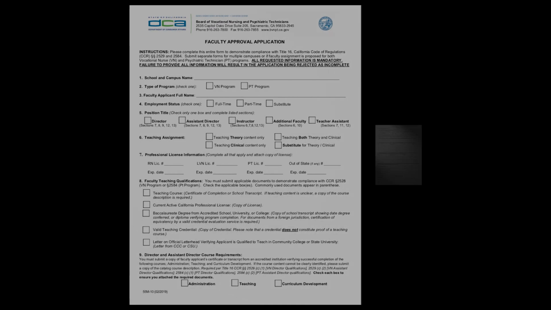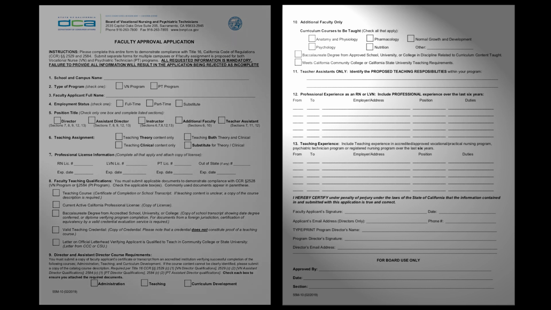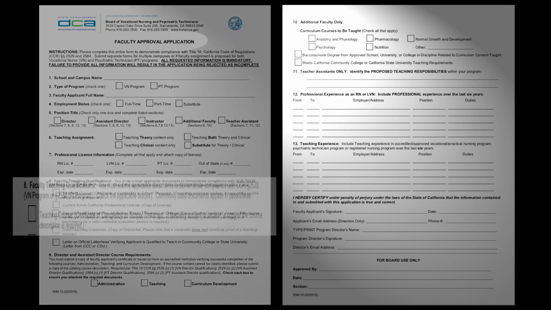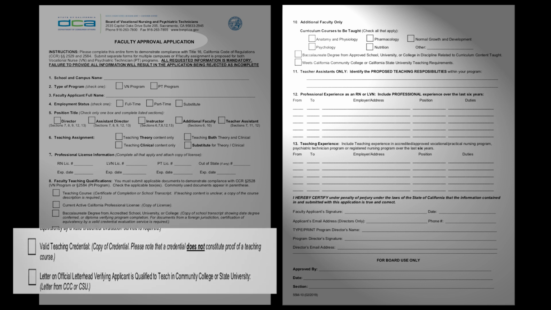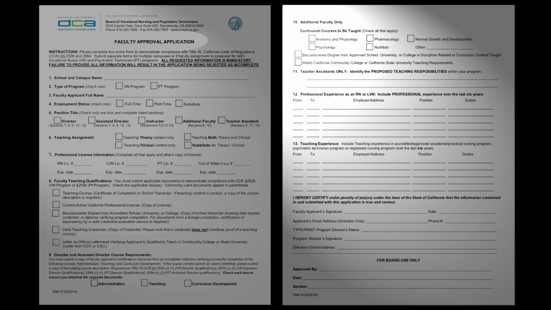This video is designed to help you fill out the California Board of Vocational Nursing and Psychiatric Technicians Faculty Approval Application. But before we get to instructions for filling out that form, we need to show you where you can find it.